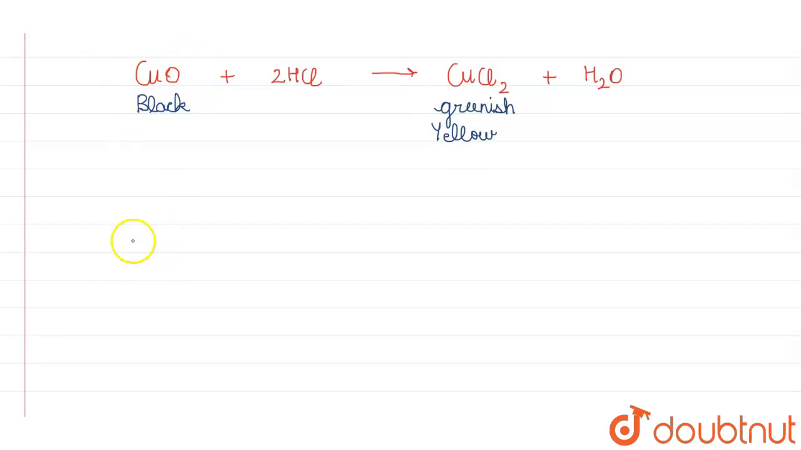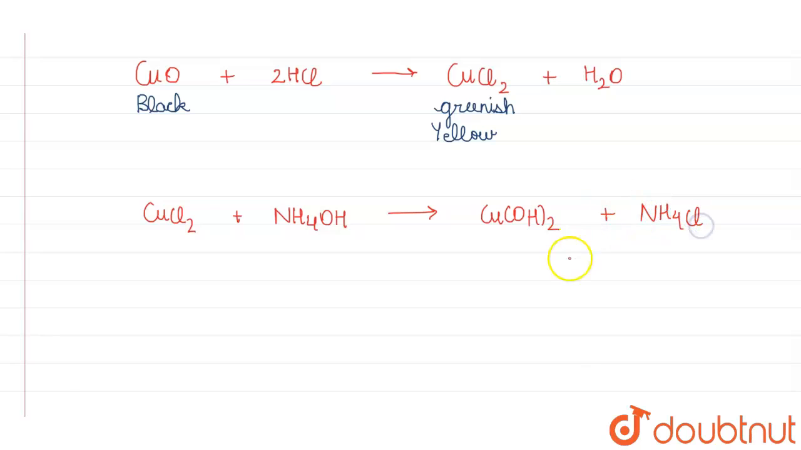Now the second reaction stated that when this solution was treated with ammonium hydroxide, it gave blue precipitate. So on treating CuCl2 with ammonium hydroxide, we get copper hydroxide, which is Cu(OH)2, and NH4Cl. Now we will multiply NH4OH by 2 and NH4Cl by 2. Now the reaction is balanced and the color of this copper hydroxide is bluish white.